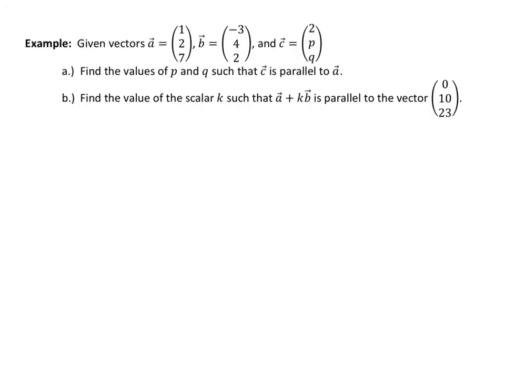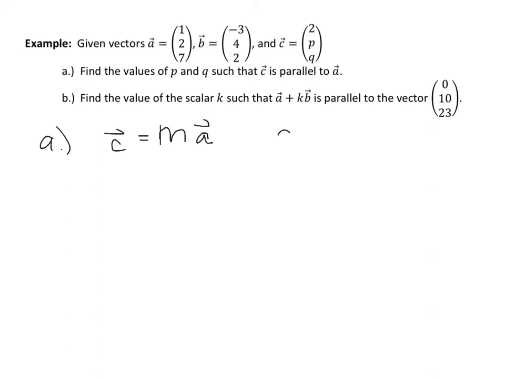Given the vectors a, b, and c that are stated up there, part A says find the values of p and q. Now, p and q are like components of c. So find the values of p and q so that the c vector will be parallel to a. Okay, so if I want c to be parallel to a, remember what we learned on the previous slide. Actually, maybe we don't want to use k because they're going to bring it up later. C has to be some scalar multiple of a.